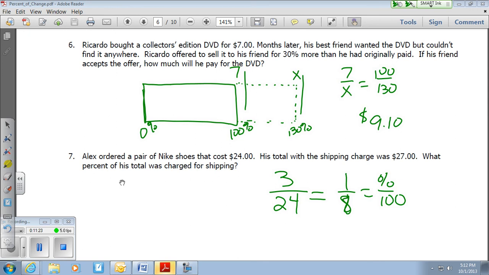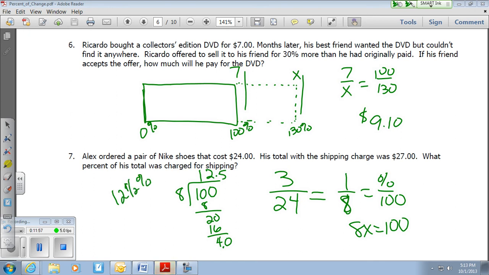And then I'm going to do 8x is equal to 100. And then I'll do the division, 100 divided by 8. And that's going to be 12.5%. So 12.5% for shipping, which is the same thing as 1/8.